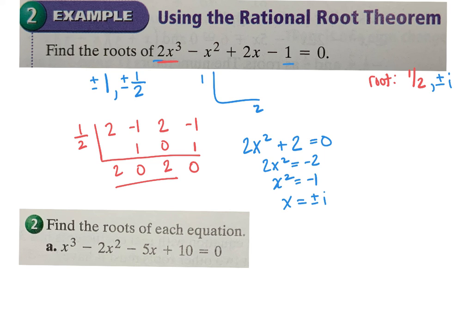Okay? So if I were to give you a question like this, I would say list all the possible rational roots. That would be this answer right here. Then I would say, okay, 1/2 is a root. Find the rest of them. You would need to divide, synthetic division, and then you would need to factor, or potentially, if you can't factor, solve by quadratic formula. Okay?